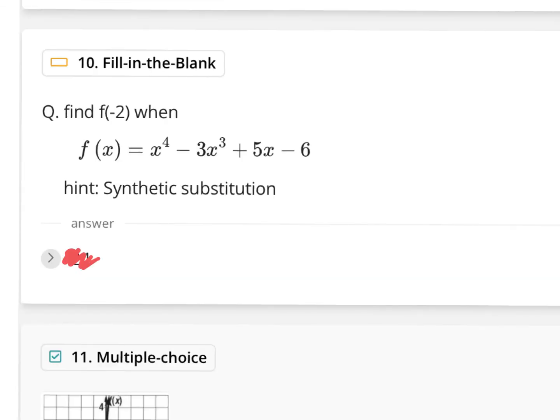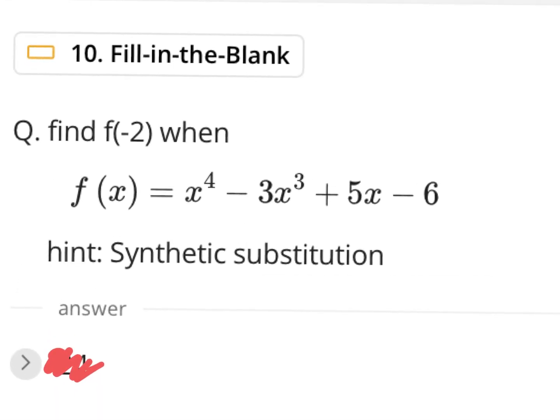So right here on number 10, it's a very interesting one because you could do it a couple of different ways. We know function notation f of negative 2 means to plug in negative 2 wherever your x is at. So you could put parentheses, parentheses, parentheses, and plug in that negative 2. That's one way of doing it.